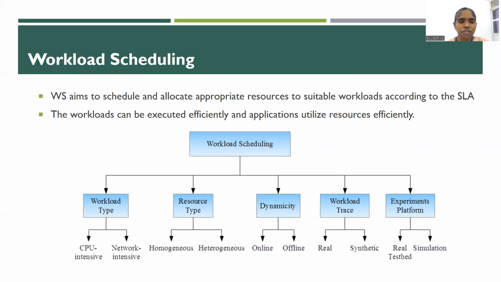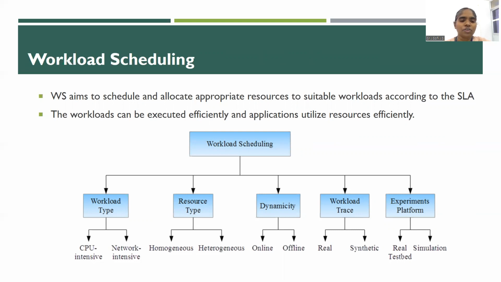Okay, that will be specified and it will be agreed by both the parties. That is called a service level agreement. So this workload can be executed very efficiently and the application utilizes the resources also efficiently. So this workload scheduling can be further divided into workload type, resource type, dynamicity, and workload trace and experiment platform.